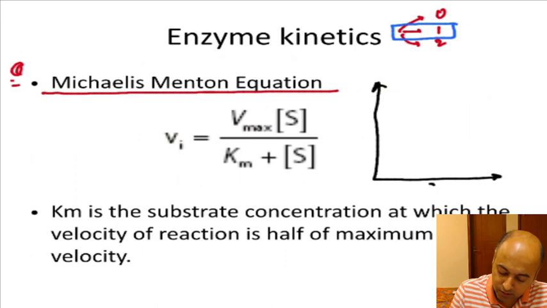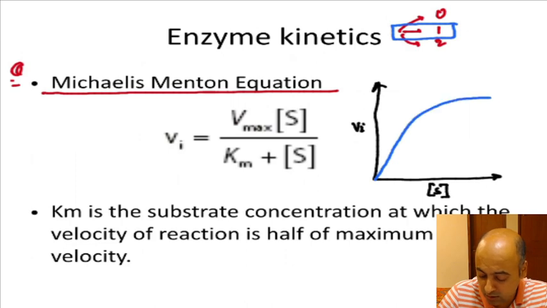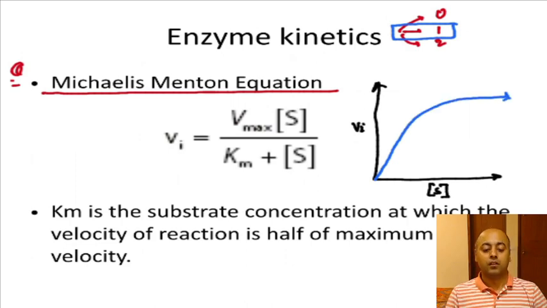When you draw the graph for this, on the x-axis we have the substrate concentration, on the y-axis we have the Vi. You get a graph something like this. Initially it is a straight line, then there is a curve, and then there is a plateau phase. So the graph for the Michaelis-Menten equation, what is on the y side, left and the right side.